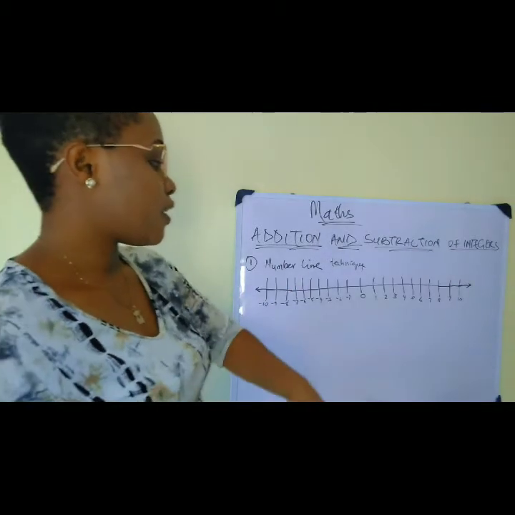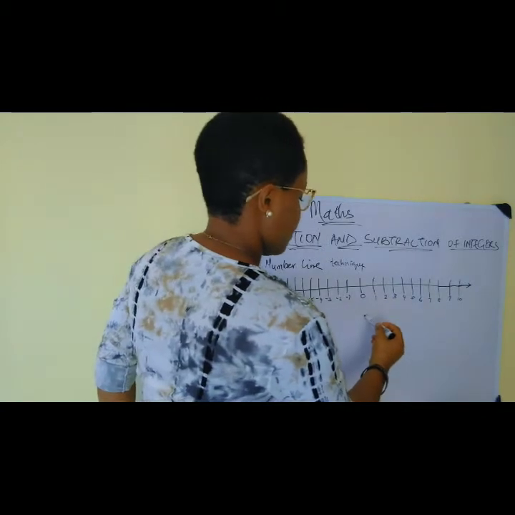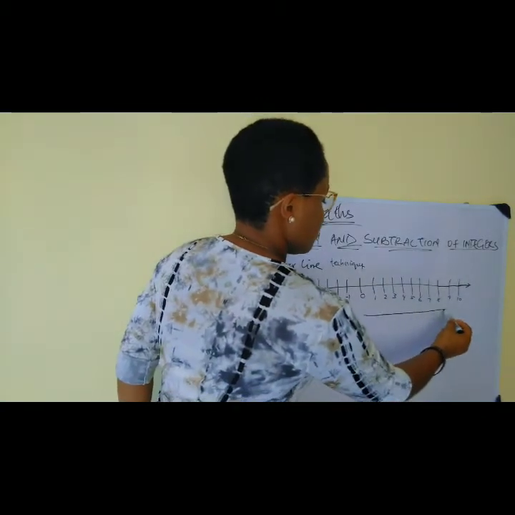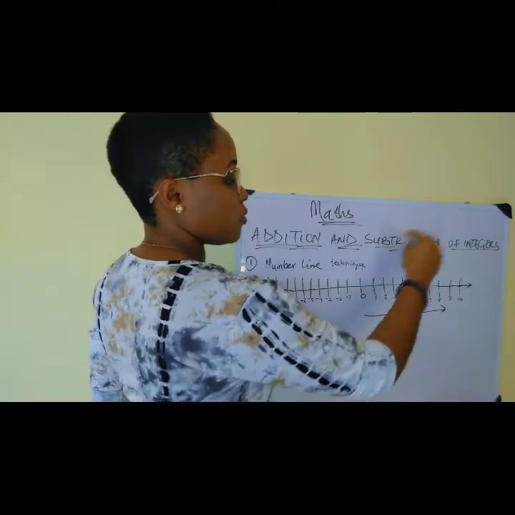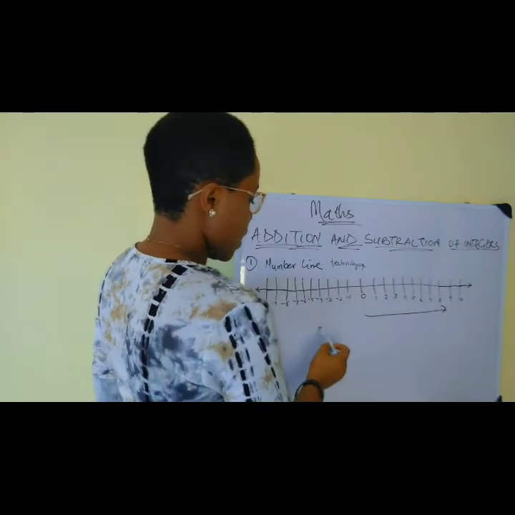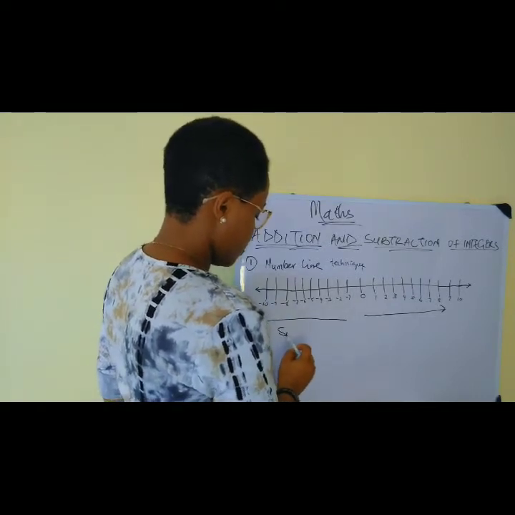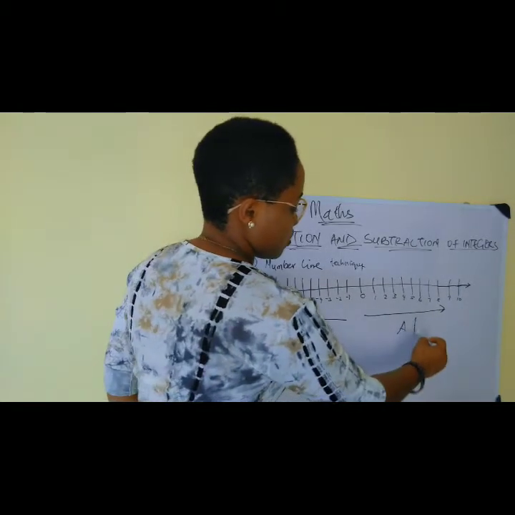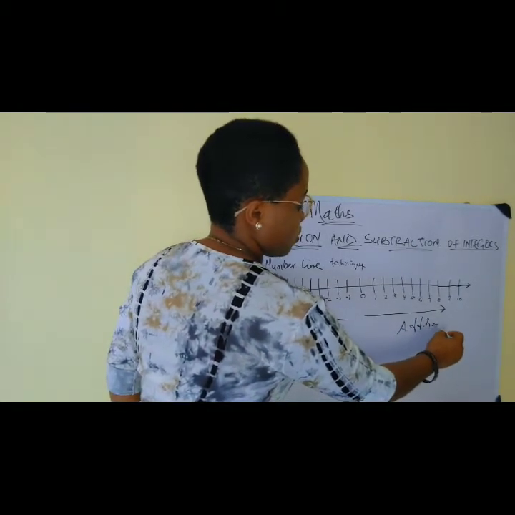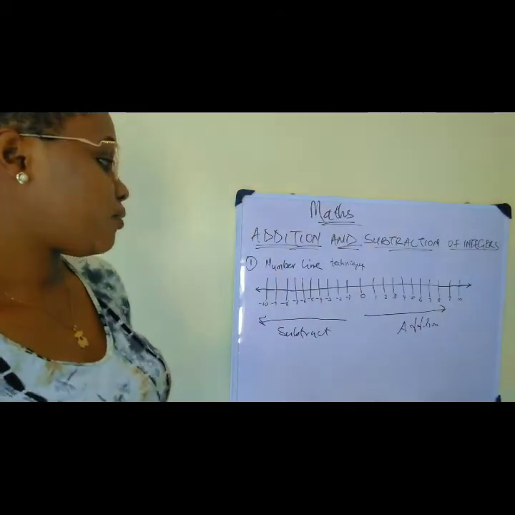On a number line, if you're adding, you go right. You count from wherever you're starting from to the right. While if you're subtracting, you go left. So let's take for example, you want to add 2 plus 5.